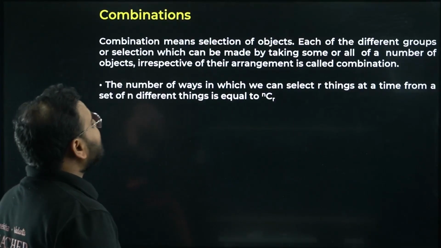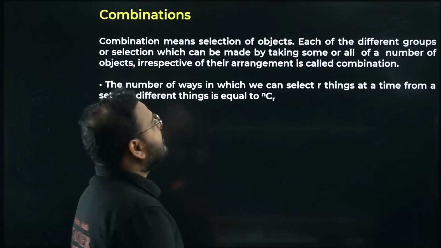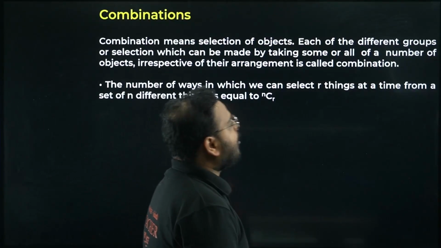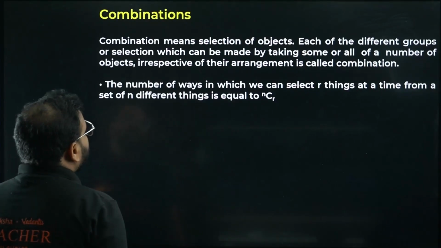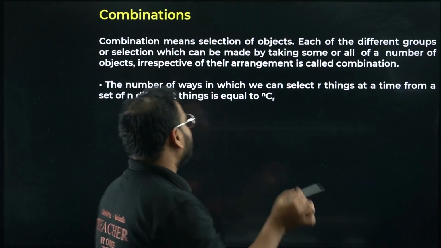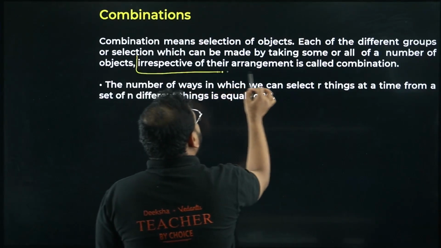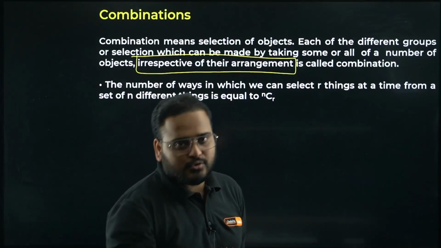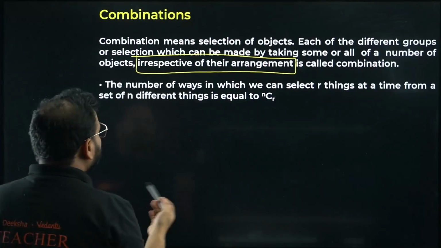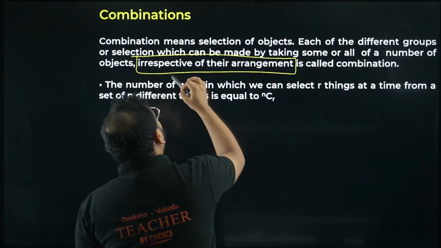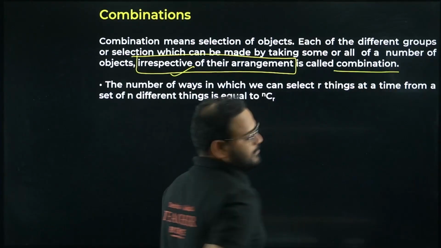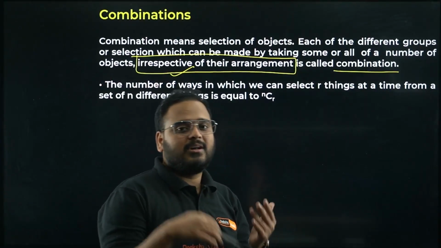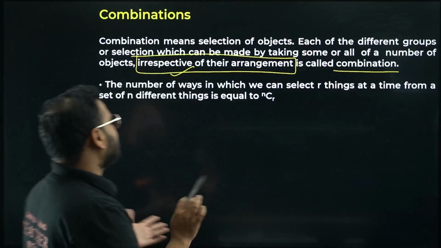So let's see now. Combinations. Combination means selection of objects, each of different groups or selections, which can be made by taking some or all of a number of objects irrespective of their arrangements. Very important, this is the word. Irrespective of their arrangement means order does not matter. Of course, you have to choose something, select something, so that is there, but you don't have to worry about their arrangement. That is called combination. So selection has to be there, but without worrying about the arrangement. The order is not a concern.